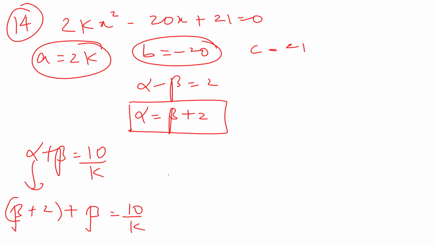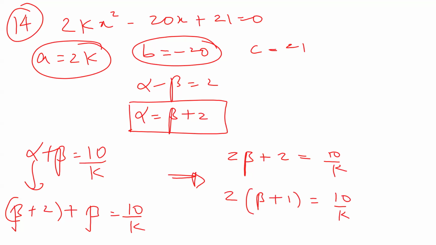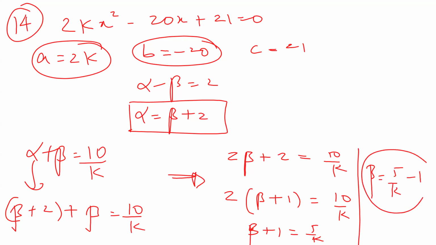So this will give me what? 2 beta plus 2 is equal to 10 by k. Take 2 common. Beta plus 1 is equal to 10 by k. Beta plus 1 is equal to 5 by k. So beta is equal to 5 by k minus 1. We got the value of beta.